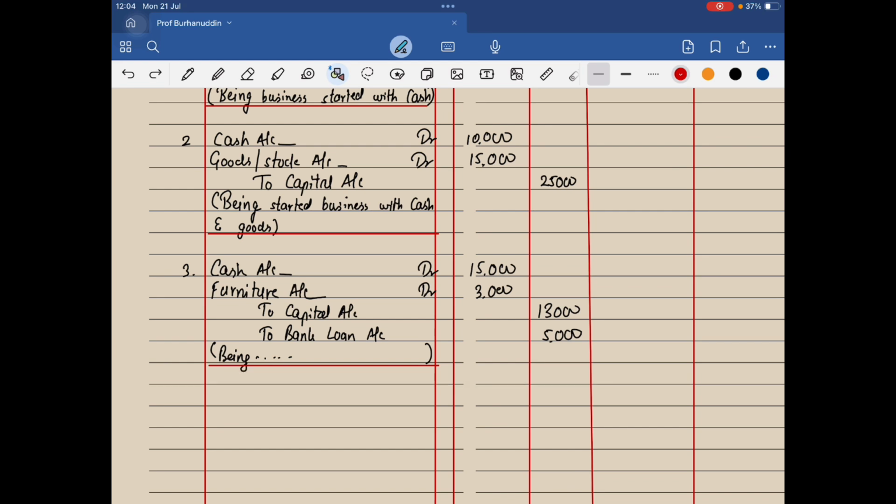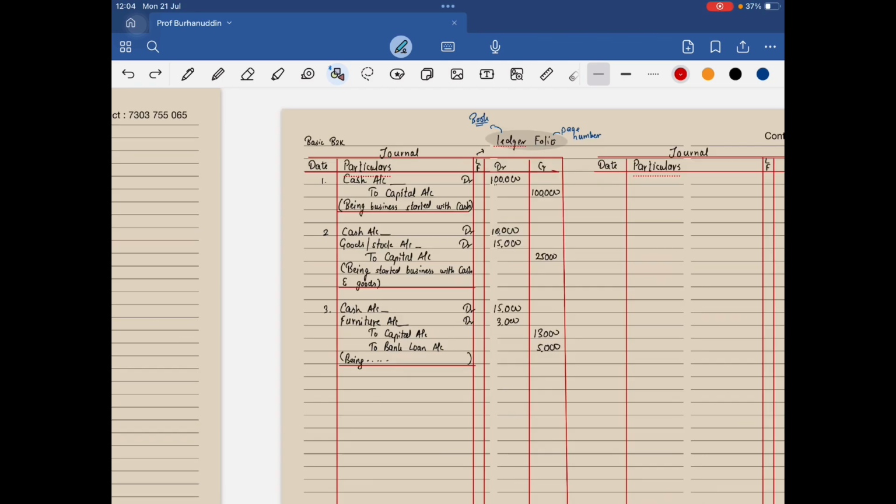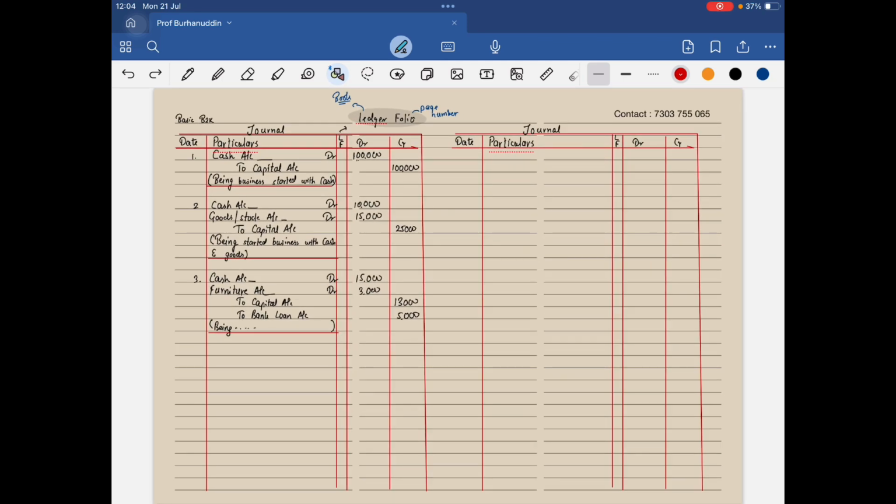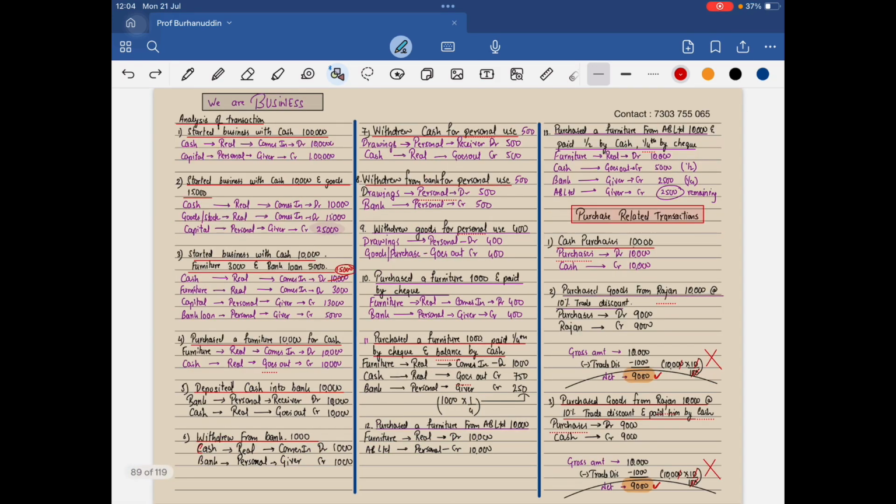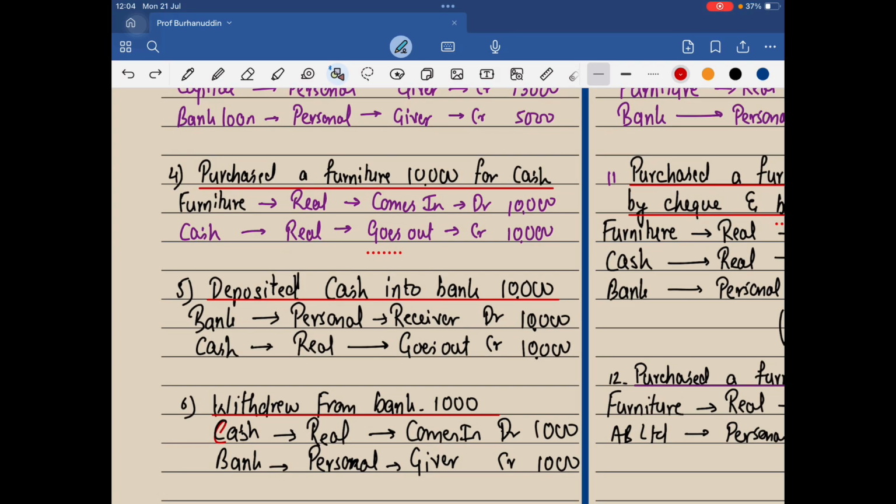If you don't put the line, then also it's fine. But if you put a line, it shows that it is distinguished. That this is the first transaction, this is the second transaction. I hope you understand that. Okay. So that's a little protocol that I follow, and you need to follow that also because it looks very presentable. है ना प्रकाश?